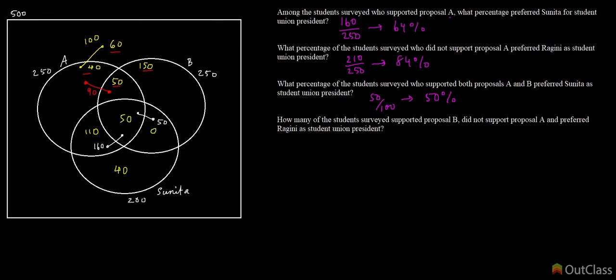Last one, how many of the students surveyed supported B, did not support A and preferred Ragini? Supported B, so inside set B, did not support A, so outside set A. That already is these 2 categories, 150 and 0, and it's now asking also supported Ragini for president, which should be outside the Sunitha set. So you're looking at the 150. That is your answer.